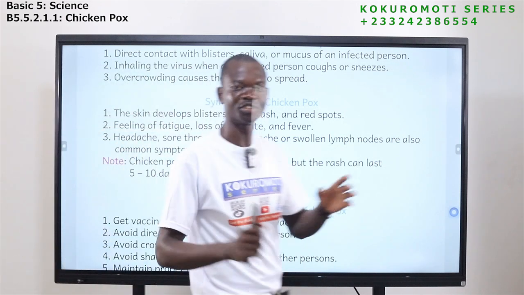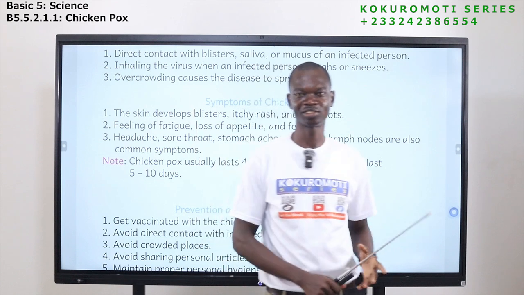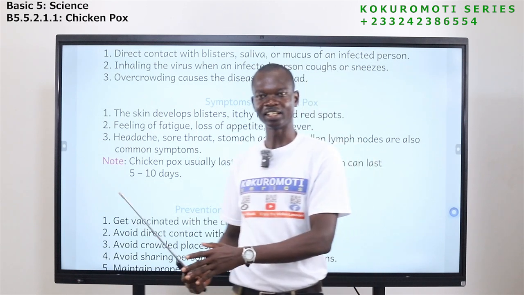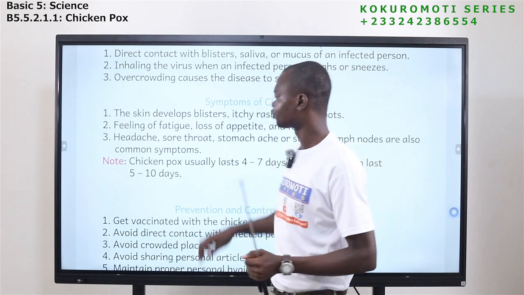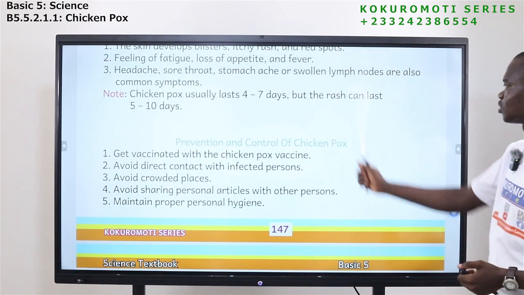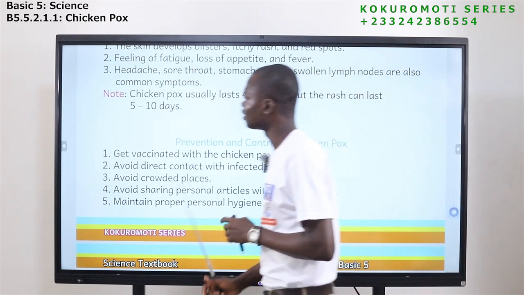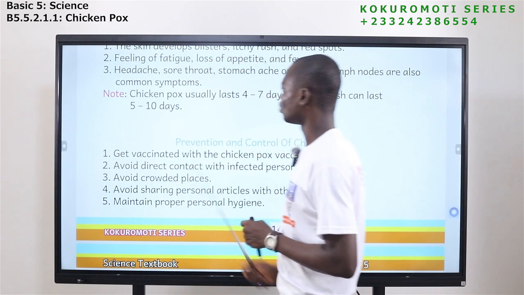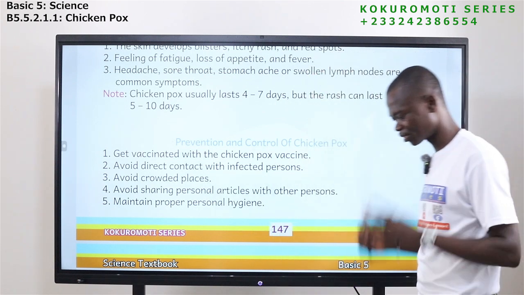Listen, if you see these signs, report to your parents, let them take you to the hospital or any nearby health facility for treatment. Okay, so you should understand that chickenpox usually lasts 4 to 7 days, but the rashes can last 5 to 10 days.